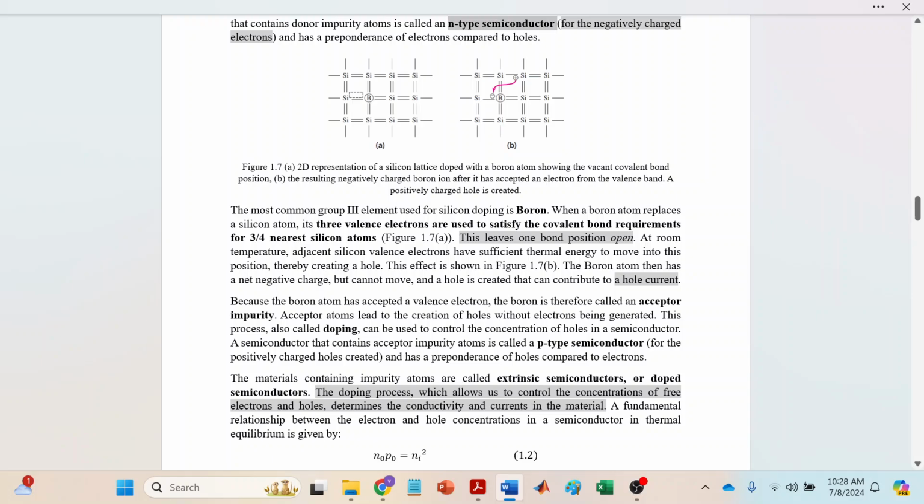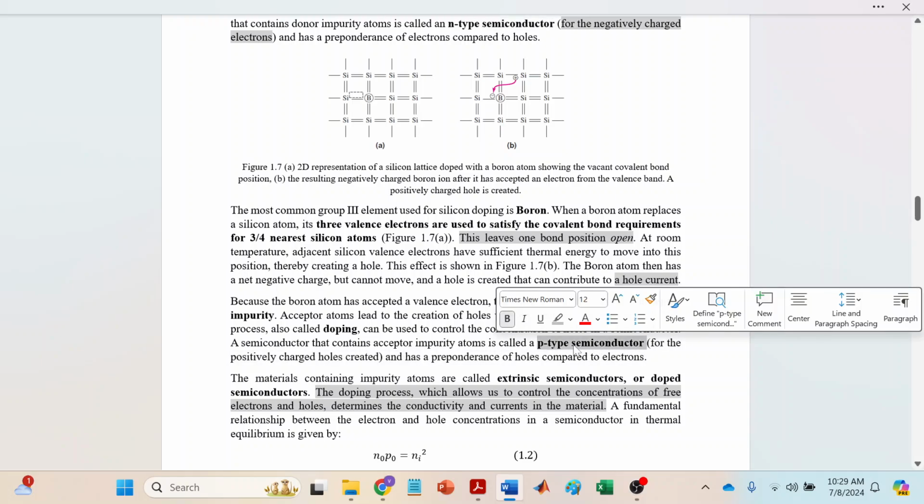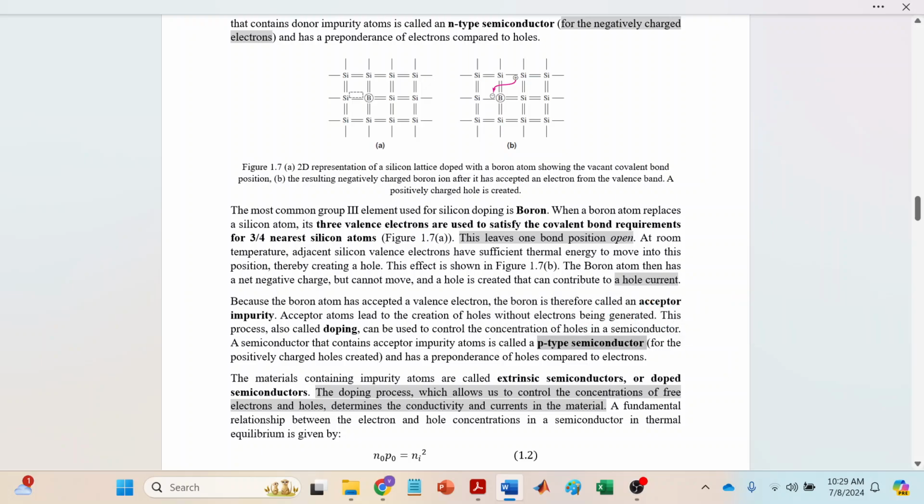And we can use it to control the concentration of holes that exist in a semiconductor. A semiconductor that is doped with a group 3 element is called a p-type semiconductor. So P stands for the positively charged holes that are created.